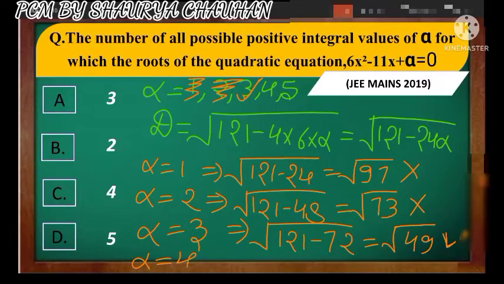Now alpha equals 4. For alpha equals 4, the equation is now 121 minus 96. 24 into 4 is 96. So it is root over 25. Yes, 25 is a perfect square, so we should take 4 also.